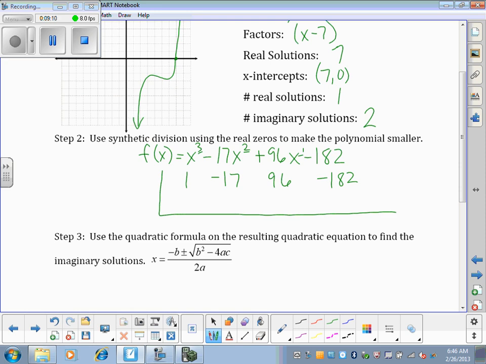We're going to do this because we're going to make our polynomial smaller by doing that. So we're going to divide by 7. We bring down the 1. 7 times 1 is 7. Add those together, you get negative 10. 7 times negative 10 is negative 70. Add those together and you get 26. 7 times 26 is 182. And we know this goes in evenly because it's a root, so we get 0 here.